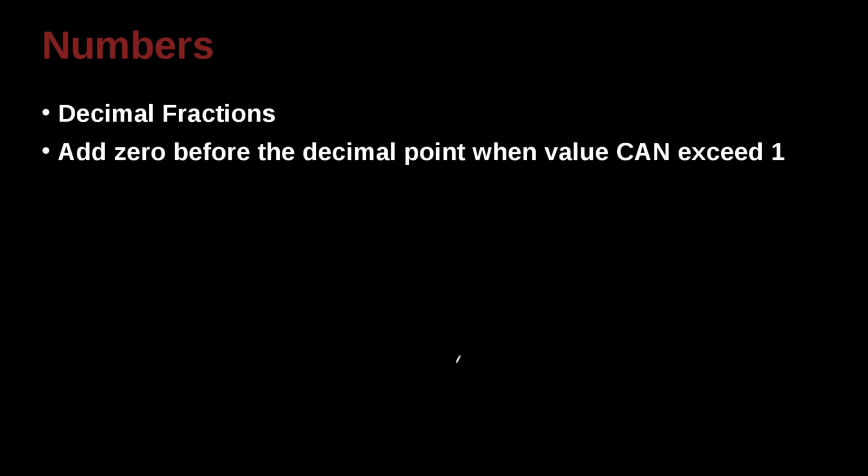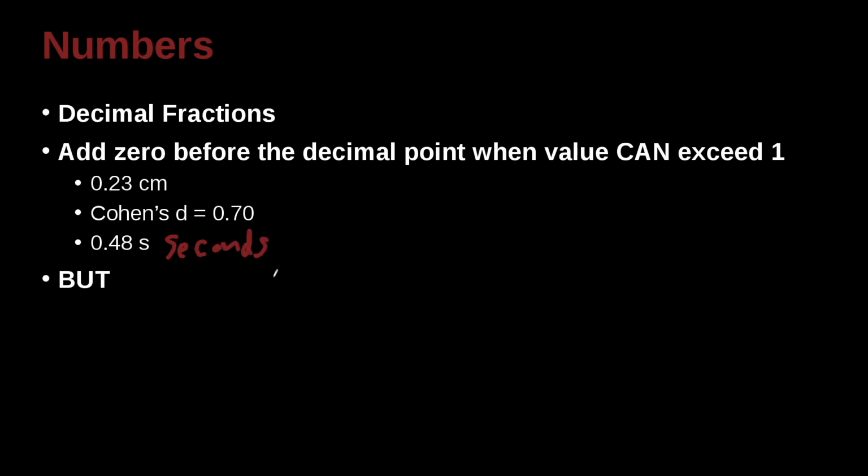Decimal fractions. So for example, add a 0 before the decimal point when the value can exceed 1. 0.23. Why do we have a 0 here? Because this number can be bigger than 1. Cohen's d equals 0.70. Cohen's d can be bigger than 1. It's a statistic that can be bigger than 1. 0.48 s. Remember, s is going to be standing for seconds. It's a time abbreviation, right?